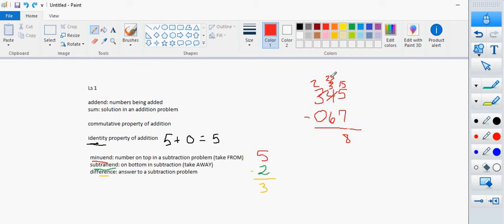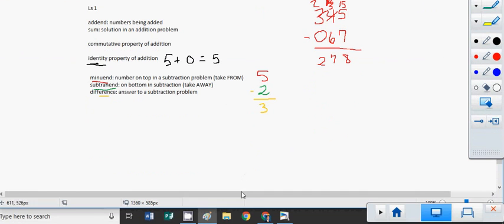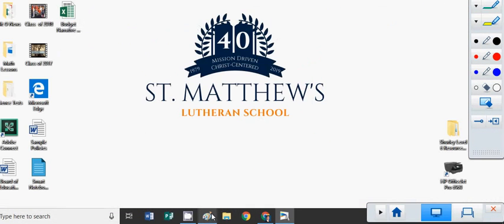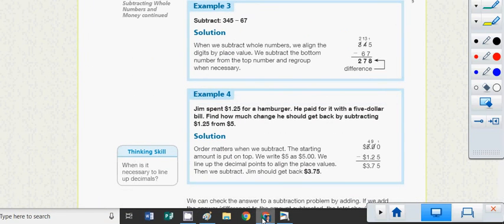So when I have this and I take my 2 away, this is just a 13, not a 23, right? And then 2. So when I borrow from here, I'm borrowing a 1 each time. 278. Okay? Now, with dollars and cents, you do the same thing.